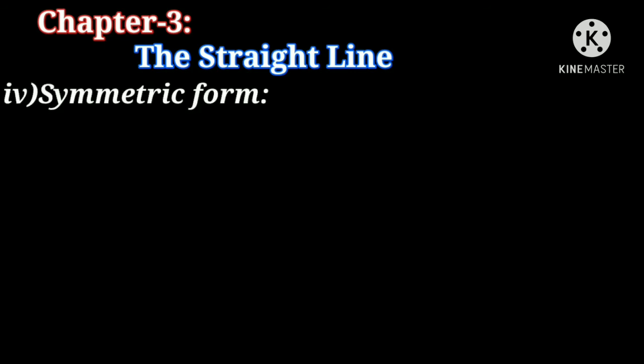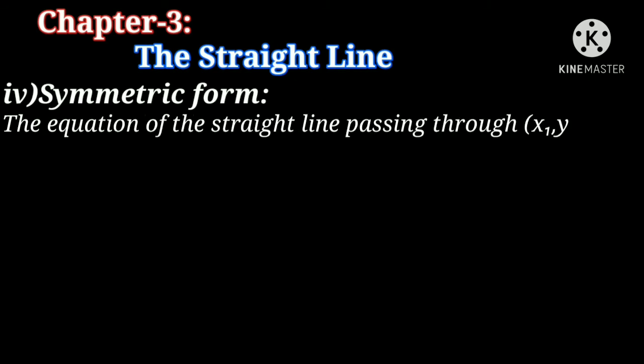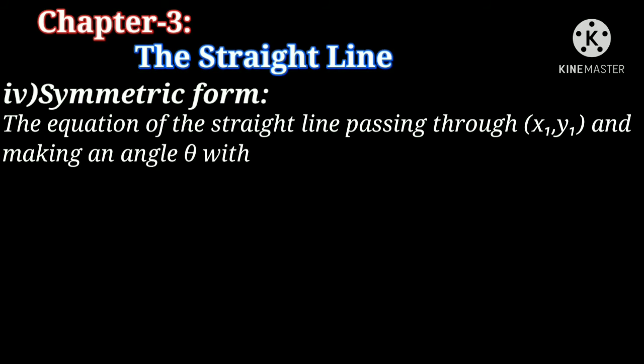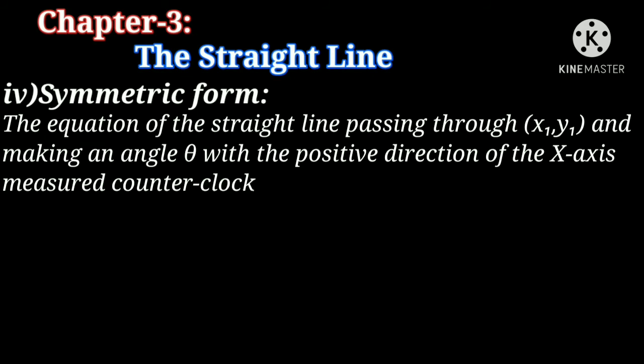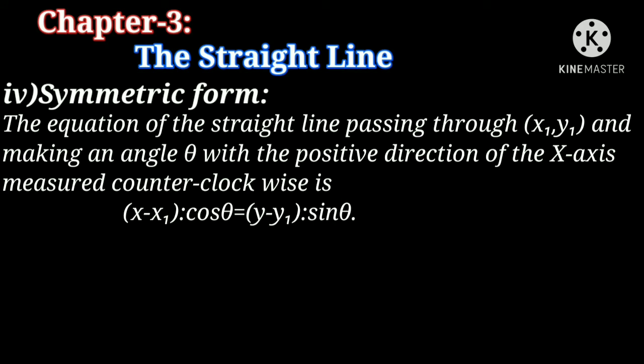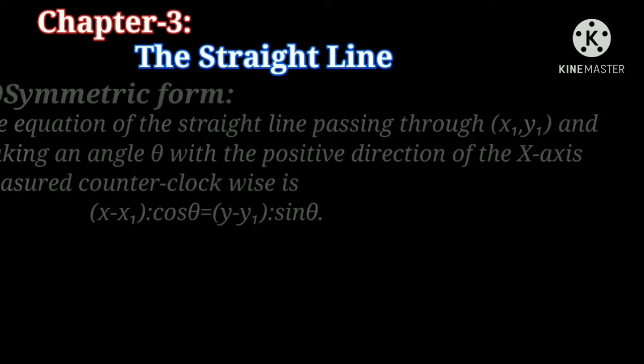Sixth, straight line in symmetric form. The equation of the straight line passing through x1, y1 and making an angle theta with the positive direction of the x-axis measured counterclockwise is (x minus x1) by cos theta equal to (y minus y1) by sin theta. That is, (x minus x1) by cos theta equal to (y minus y1) by sin theta is the symmetric form of the straight line.